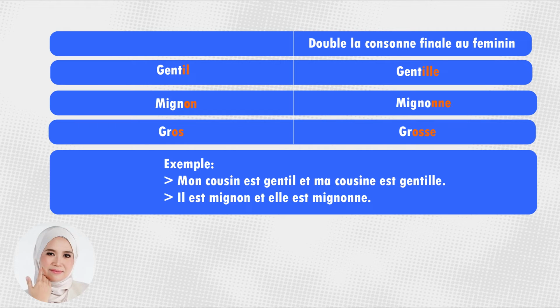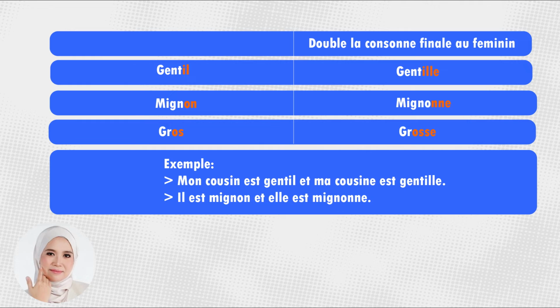Alright, now you have the word gentil here. The L is silent, gentil. So you have mignon, like adding a letter G, and gros, the S is silent. Now, I repeat that again. Gentil, mignon, gros, in this masculine column.